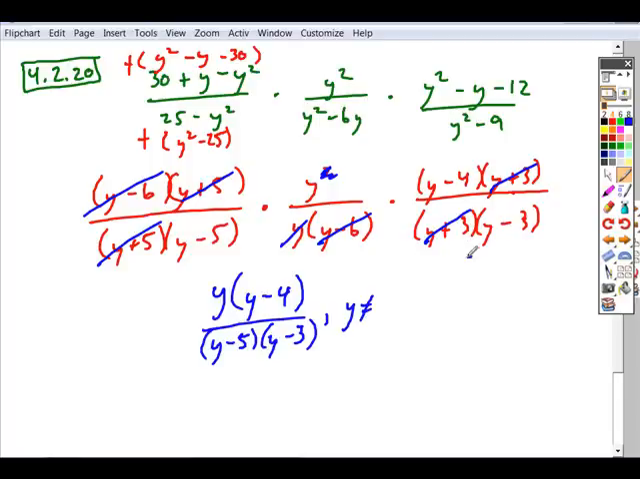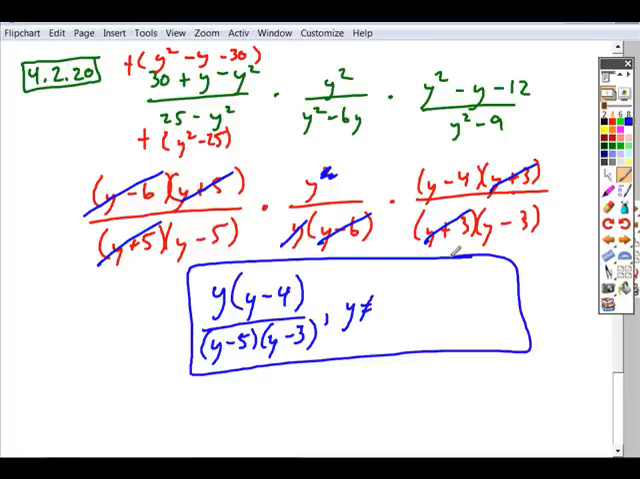All we need to do next is find any domain restrictions. So if we go back and look at all the canceled factors, we see here that y can't be a negative 5, y can't be a 0, y can't be a 6, y can't be a negative 3. So when we look at those and identify them, none of those are apparent in the simplified form, so we write them from smallest to largest number.